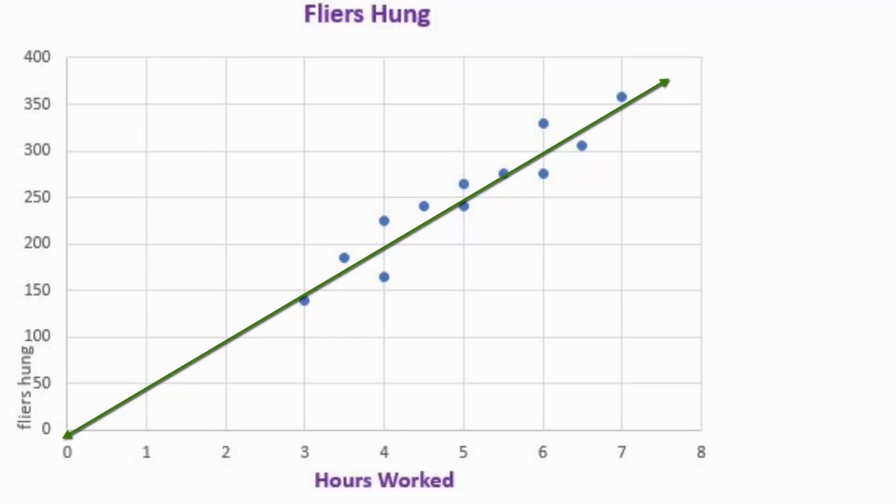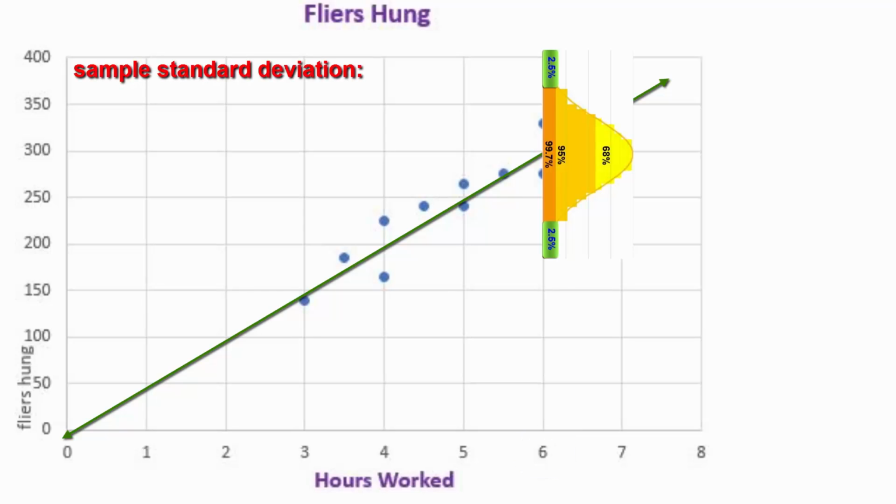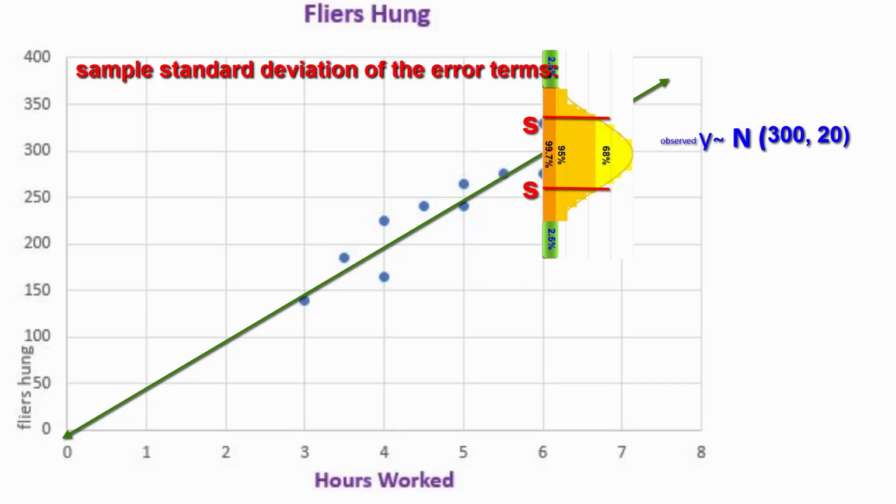Recall from an earlier video that the results from many people who all work 6 hours will tend to follow a normal distribution. S is the sample standard deviation describing the random fluctuation of observed y values from what the LSR line would predict. Thus, S is the sample standard deviation of the residuals, or equivalently, the sample standard deviation of the error terms. Recall from the earlier video that if we knew the population standard deviation to be 20 flyers, then the random fluctuation of flyers delivered in 6 hours would follow a normal distribution with a mean of pretty much 300 flyers and a standard deviation of 20 flyers.